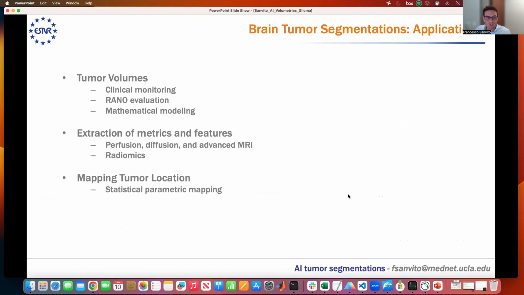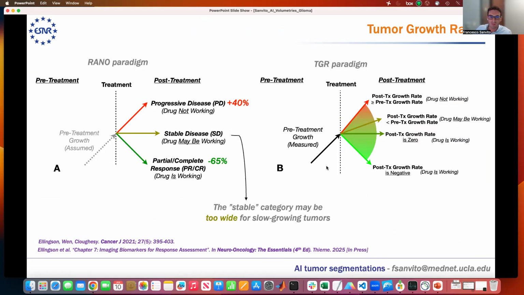I want to step aside from RANO for a second and mention what the tumor growth rate paradigm is.